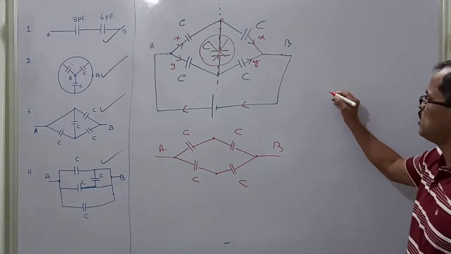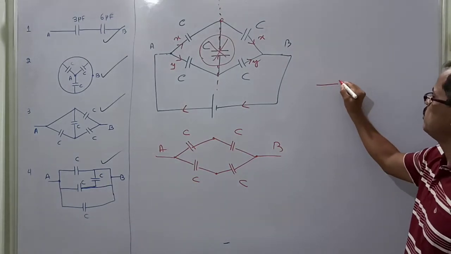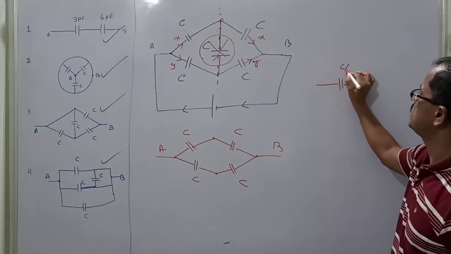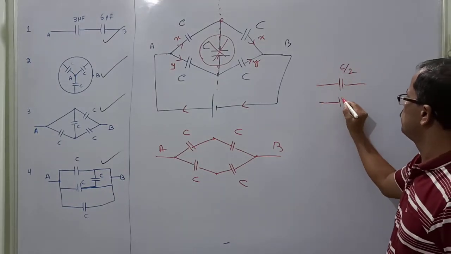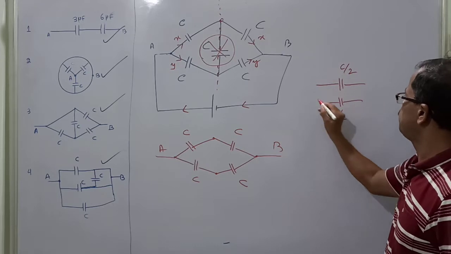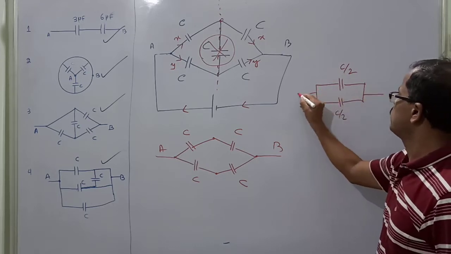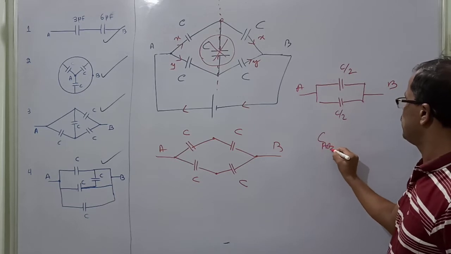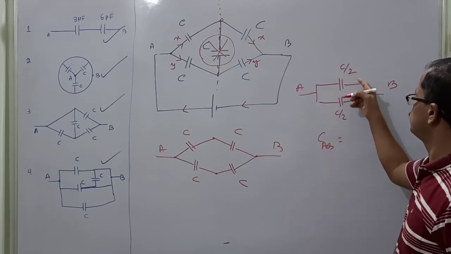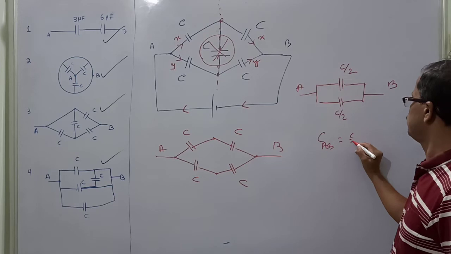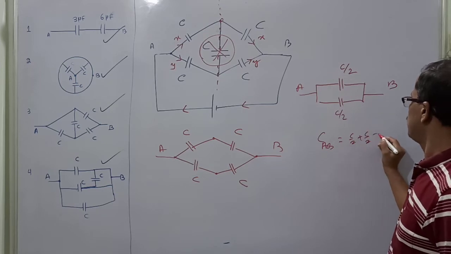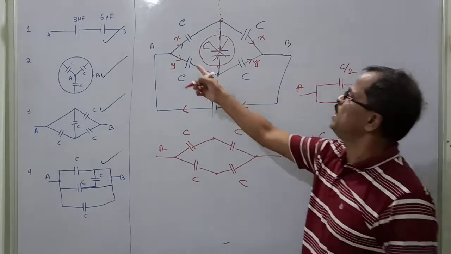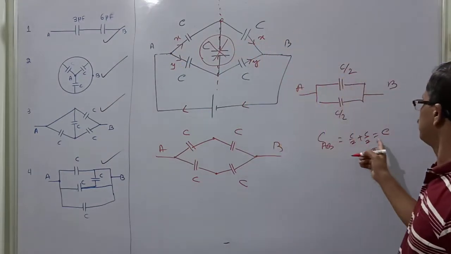So the net capacitance between these points will be now again how much? These two will be in series. In series capacitance decreases, it will be half, because same value. And these two connections are again between A and B. So the net capacitance between A and B is C by 2 in parallel with C by 2. Add them, C by 2 plus C by 2 is equal to C. So the net capacitance between the points A and B is equal to C.